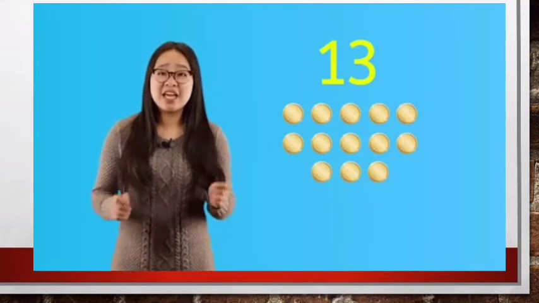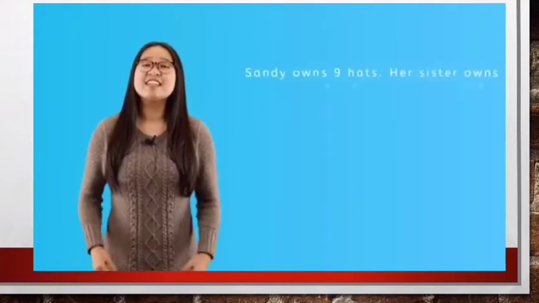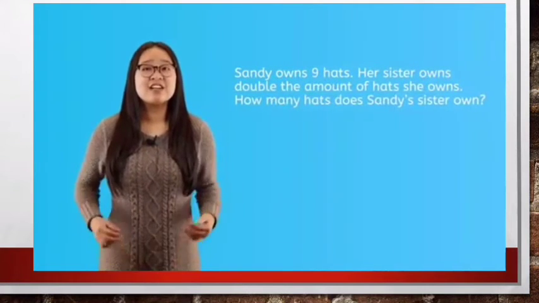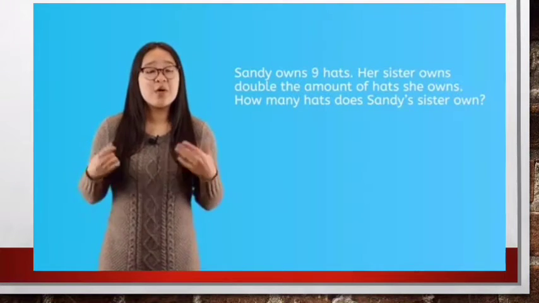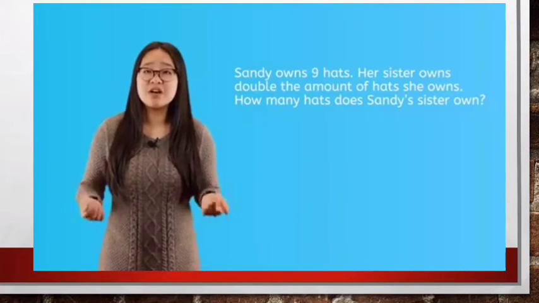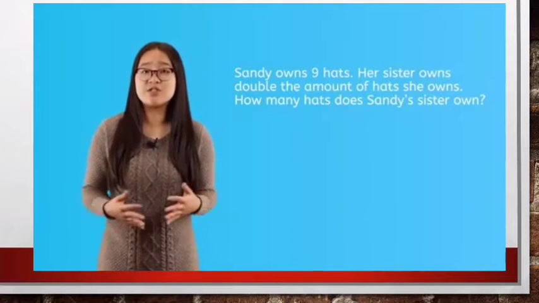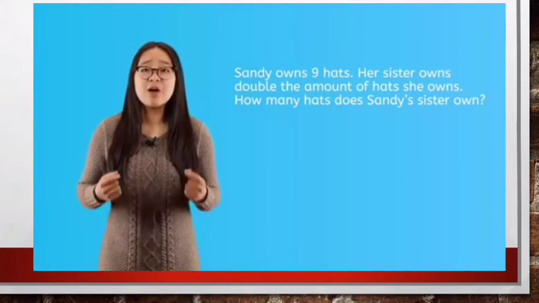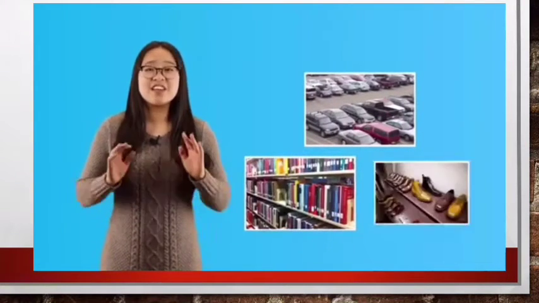Let's look at a problem where you can't represent the objects in the problem with real objects. I'll show you what I mean. Sandy owns 9 hats. Her sister owns double the amount of hats that Sandy owns. How many hats does Sandy's sister own? Depending on where you are when you solve this problem, you probably do not have many hats to use to act out this solution. Sometimes a problem gives you objects that are difficult to act out, like cars in a parking lot, or the many books in the library, or the hundreds of shoes in a shoe store.